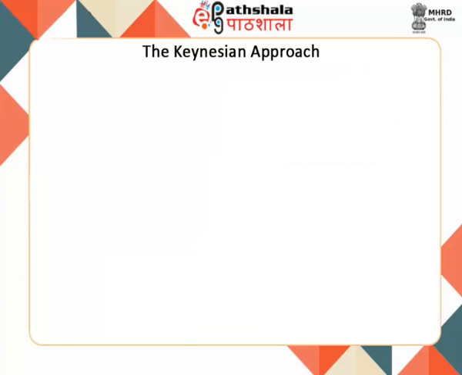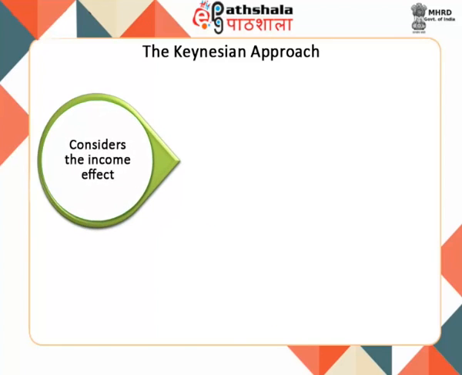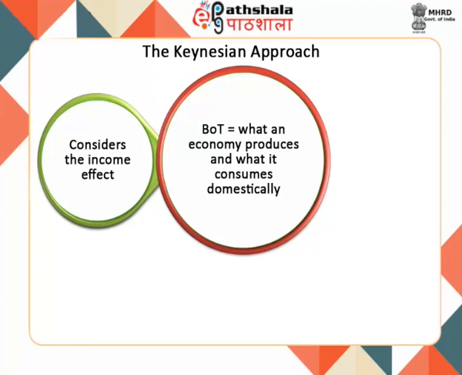The Keynesian approach. The Keynesian approach takes into consideration the income effect that was not considered in the earlier approaches. According to this view, balance of trade is the difference between what an economy produces and what it consumes domestically, or absorbs.